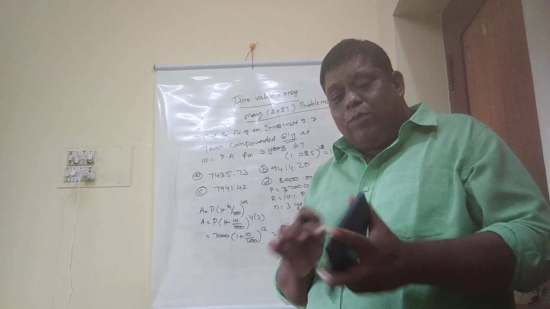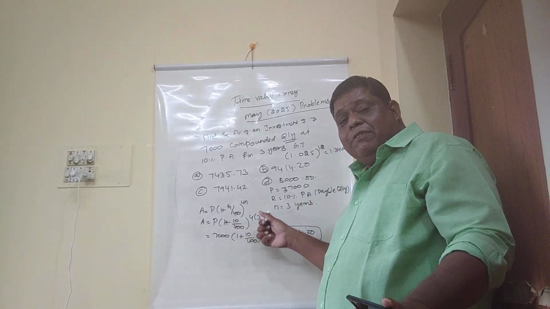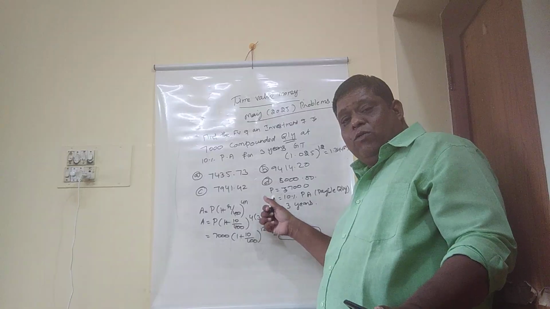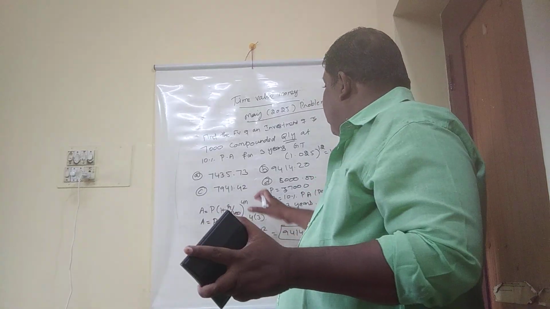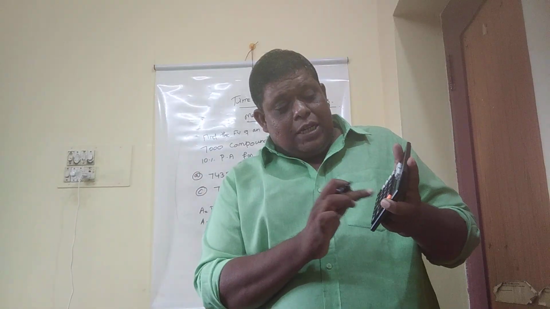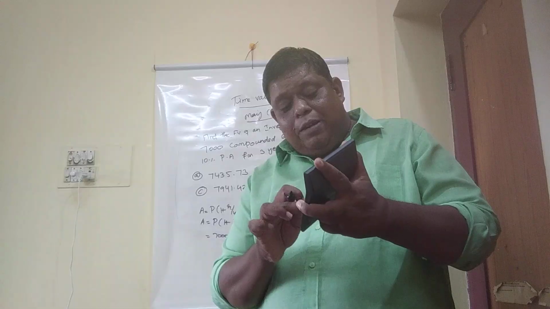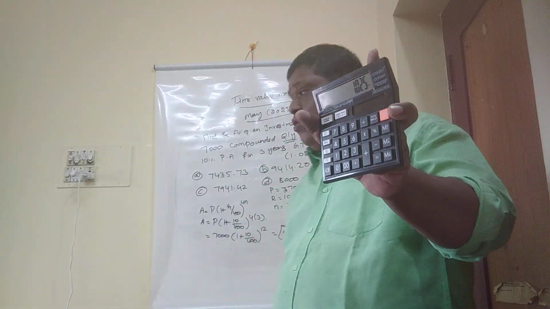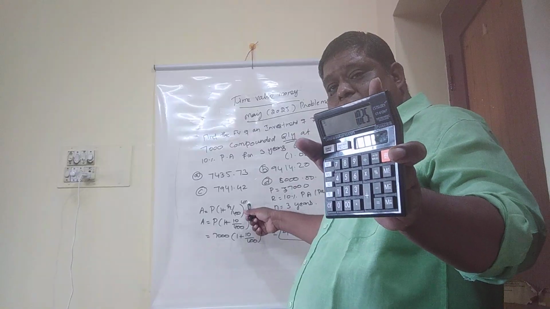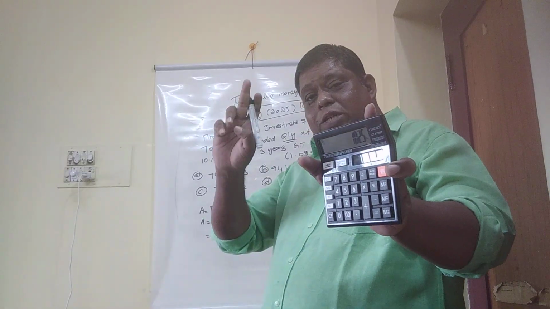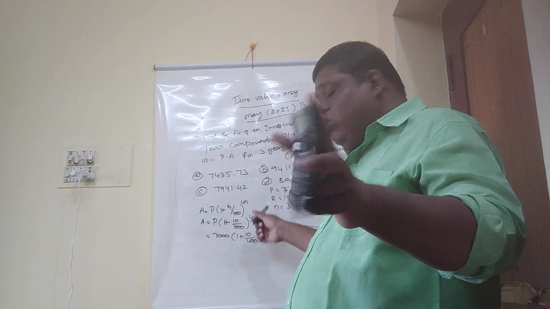So the quarterly formula is: total amount is equal to P into (1 plus R divided by 400) whole to the power 4n. R is equal to 10% in the given question, 10 divided by 400, that is 0.025, plus 1 is equal to 1.025, whole to the power 4 into n, where n is 3 years. So 4 into 3, 12. 1 year 4 quarters, 2 years 8 quarters, 3 years 12 quarters, whole to the power 12.